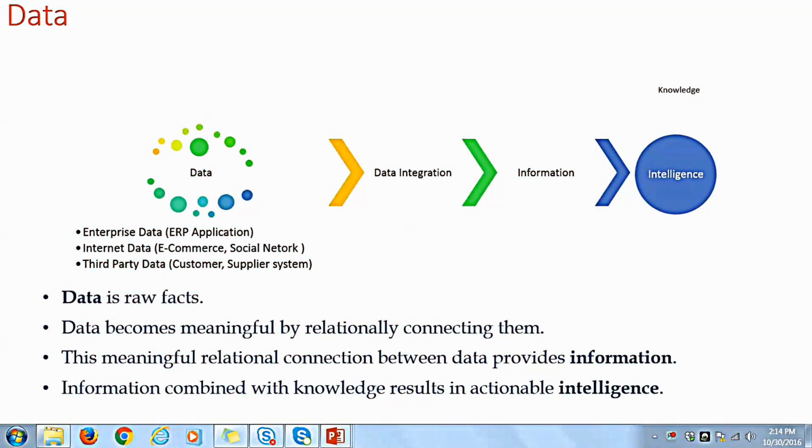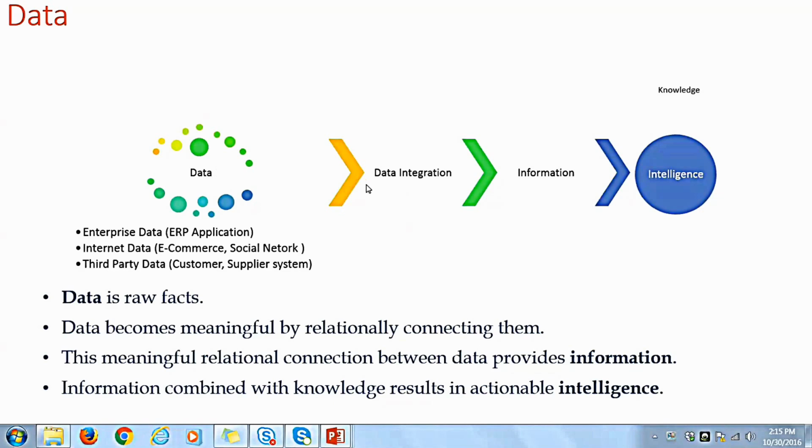Data is nothing but raw facts. It can exist in usable as well as non-usable form and it does not have a meaning of itself. Data becomes meaningful by relationally connecting them. This meaningful relational connection between the data provides information. Information combined with knowledge results in actionable intelligence.